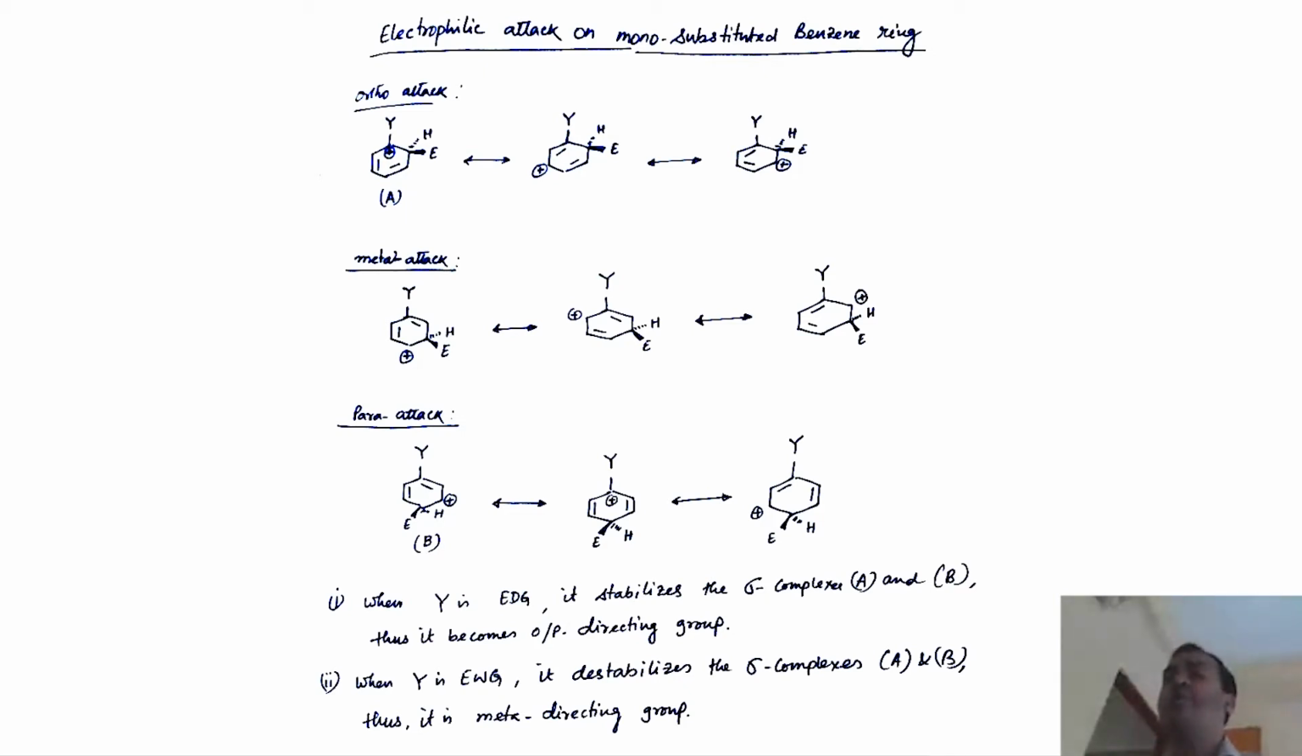But not this one. But with the meta, with an electron withdrawing group, these two become destabilized. But this one not that much. So that is why an electron donating group leads to ortho para attack and an electron withdrawing group leads to meta attack. Correct?